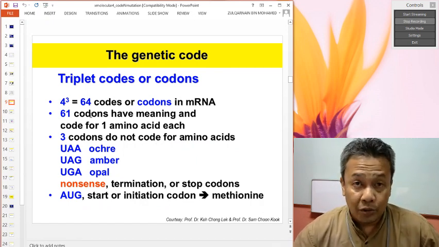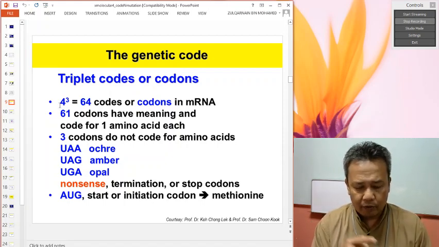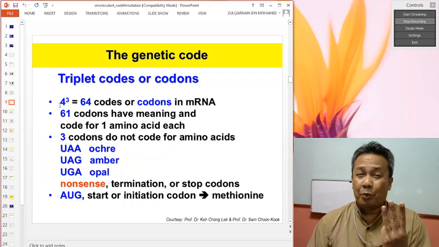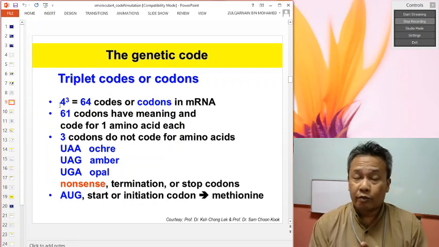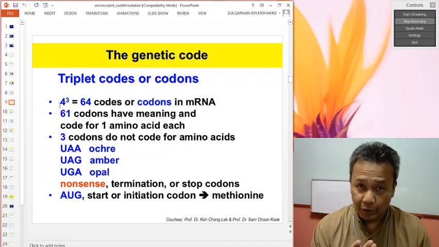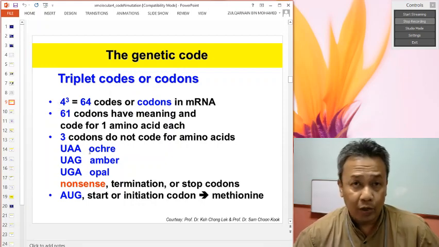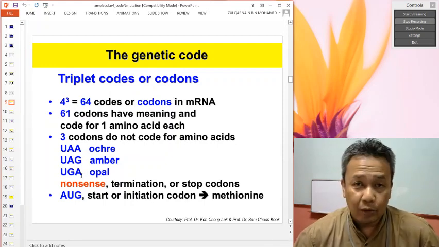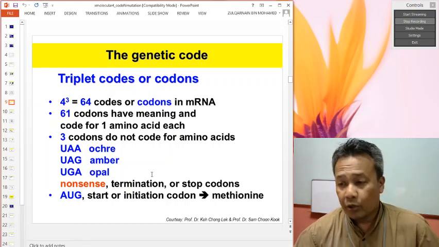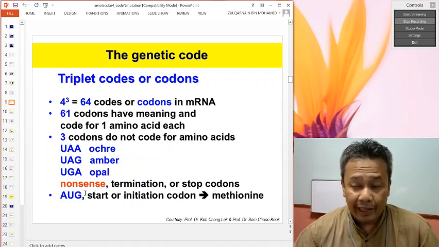So you have 64 codons. For each position there are 4 options: A, U, G, and C. So 4 times 4 times 4 gives you 64 codons, of which only 61 are used for coding amino acids. 3 codons are actually stop codons: UAA, UAG, and UGA. They have been given names: UAA is ochre, UAG is amber, and UGA is opal. They are also called termination codons, and sometimes nonsense codons. There's only one code for starting, which is AUG.